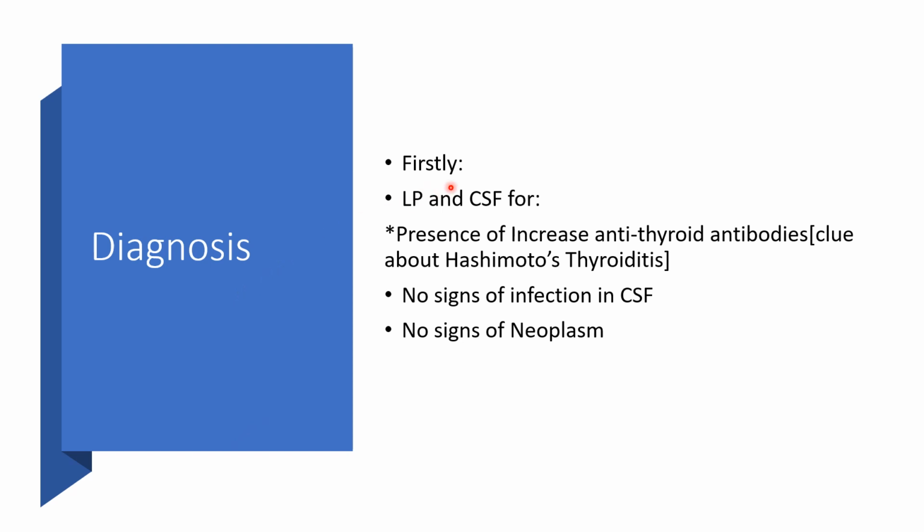The diagnosis. The first thing we'll do here, because it's affecting the brain, is a lumbar puncture. And then we'll tap our CSF. What are we looking for? We're looking for the presence of increased antithyroid antibodies. That is the clue to Hashimoto's thyroiditis.